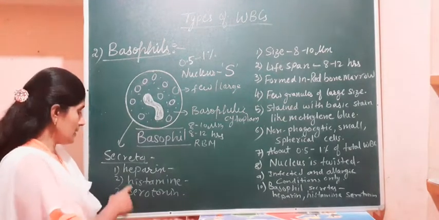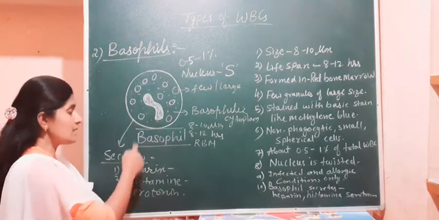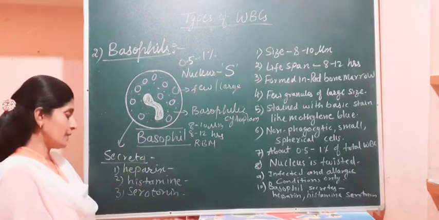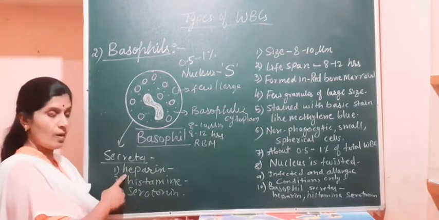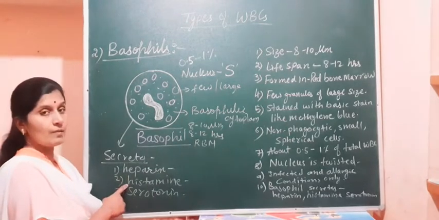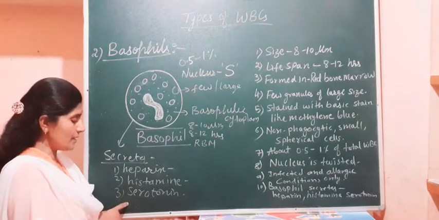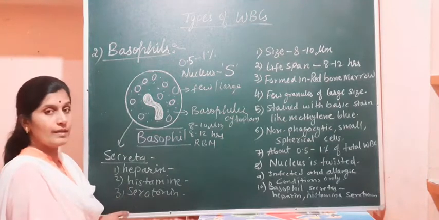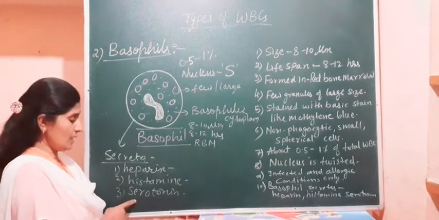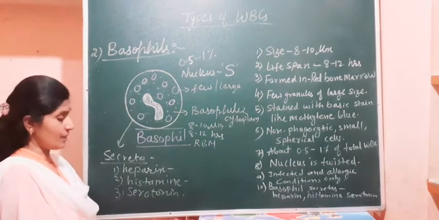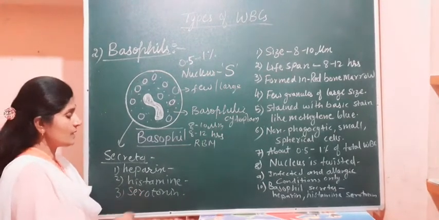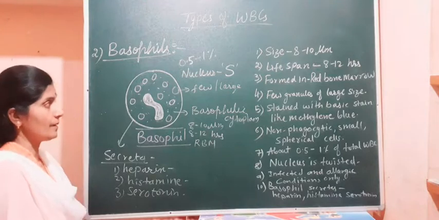In this way, these three chemicals are secreted by the basophils. First one, heparin, an anticoagulant. Second one, histamine, takes part in the inflammatory responses. And third one is serotonin. It is a neurotransmitter, or it is also called a vasoconstrictor. In this way, these three secretions take part.